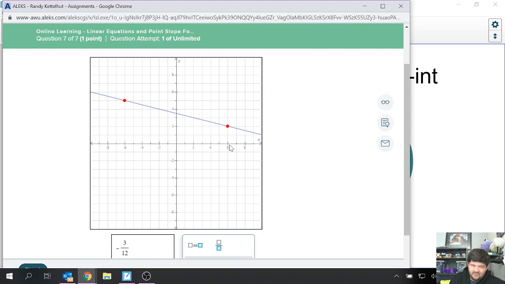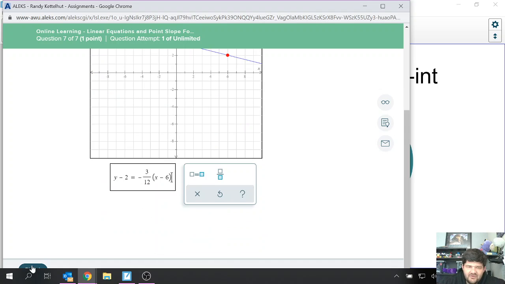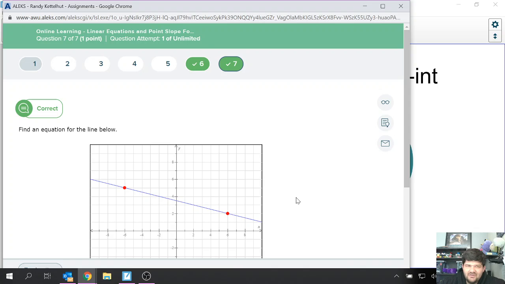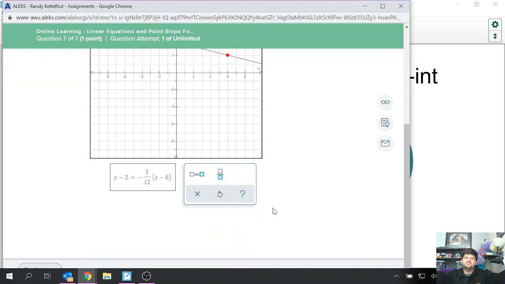You're going to have y minus y1, and you can choose either point. So let's choose this one here on the right hand side of the screen, 6, 2. So y minus 2 equals, our slope is -3/12. You should probably simplify that, but let's see if Aleks will take it without it. Times x minus x1. The x1 value is 6. I don't know if it'll like this one, oh, see, there you go.